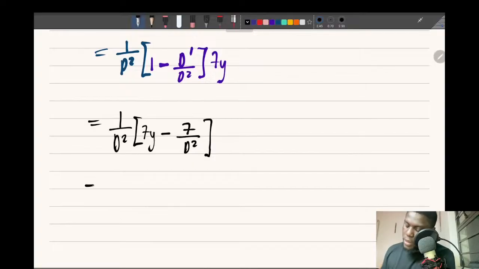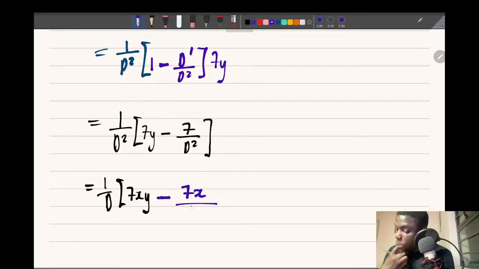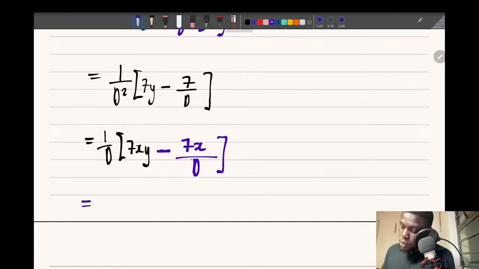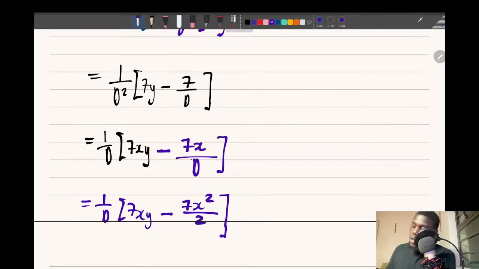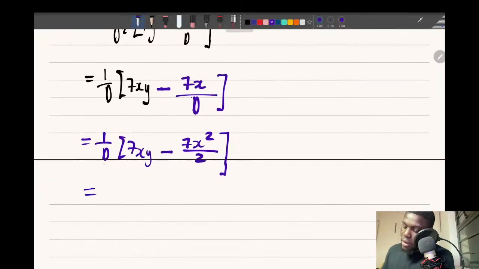Now we eliminate the first D, we introduce an x, so it just becomes 7xy. Then we say minus, in here we introduce an x as well, so it just becomes 7x over D, but not D squared, by the way, it's over D. Even if I get rid of this D, it should be equal to 1 over D, then you have 7xy minus 7x to the 2 over 2. You increase the power divided by the new power. So then this 1 over D again will come, and this becomes 7x squared y all over 2.